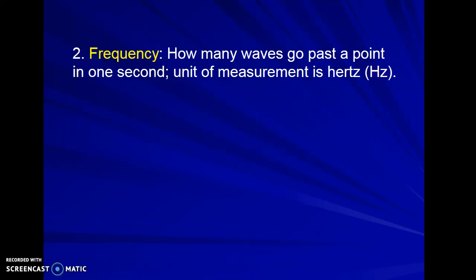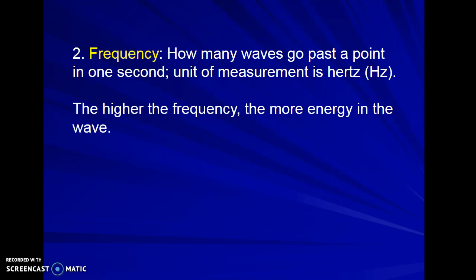Second property is called frequency. Frequency is how many waves go past a point in a second. So kind of like the name suggests, how frequent, how many waves do you have? We measure our units in hertz, which is capital H, lowercase z. And a hertz is just a fancy way of saying 1/second or a per second. The higher the frequency, that means the more energy we have in the wave, because we have to have more energy to make more waves go past in the same amount of time.